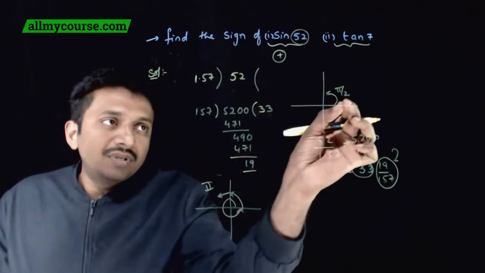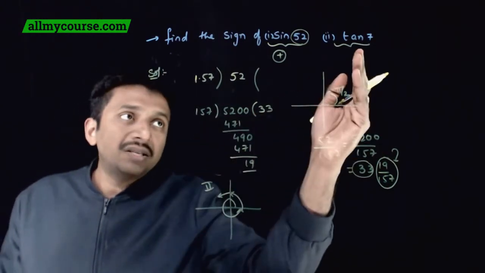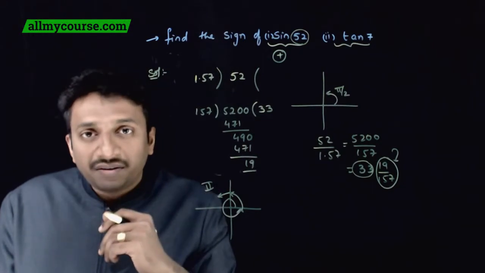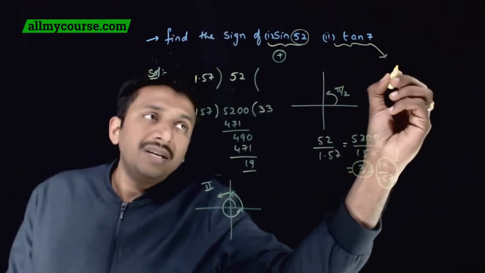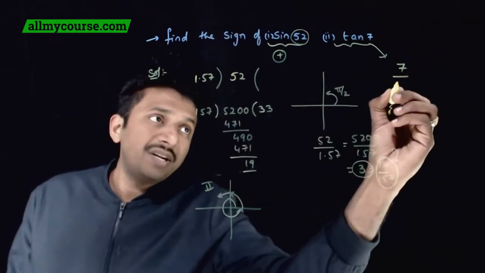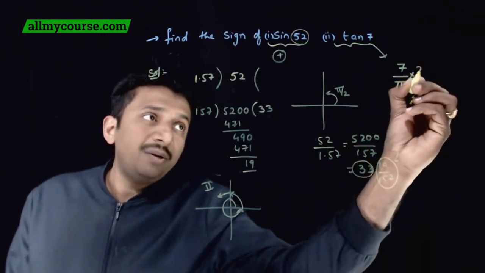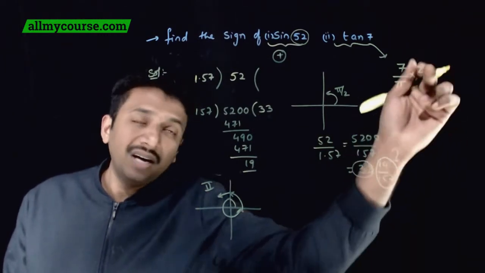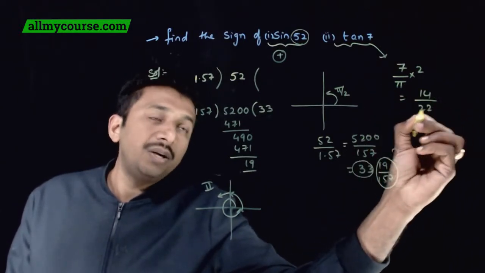Here I have used the approximate value of pi by 2 to get the answer. Next you're asked to find the sign of tan 7 radians. This time you can try to divide 7 by 1.57. Instead of that you can directly divide by pi by 2, that is 7 by pi into 2. That is 14 by pi, which is nothing but 14 by 22 by 7.